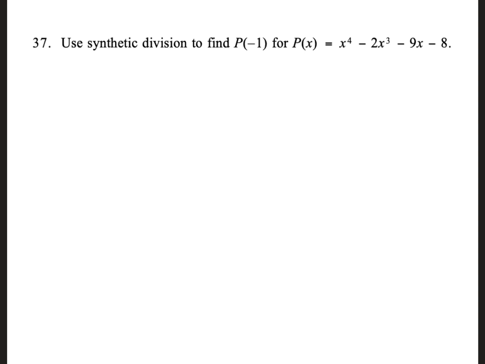All right, for 37, we're going to use synthetic division to find p of negative 1 for p of x equals x to the fourth minus 2x cubed minus 9x minus 8. What they're technically telling you to do is do x to the fourth minus 2x cubed minus 9x minus 8 divided by x plus 1. When they tell you p of a number, that's literally the number that's going to go in your house. So technically we have negative 1.